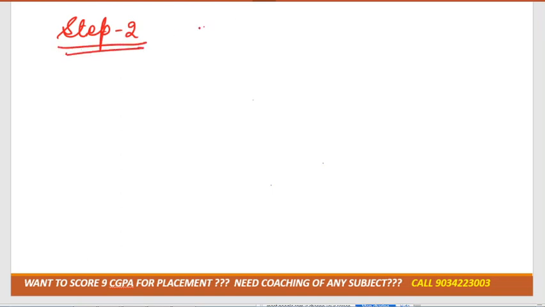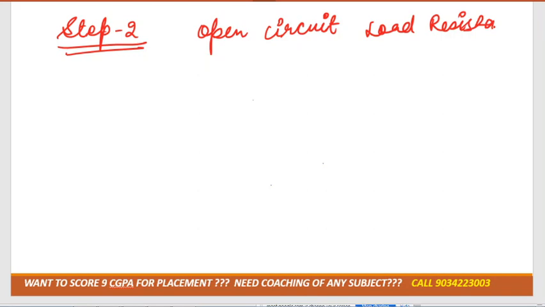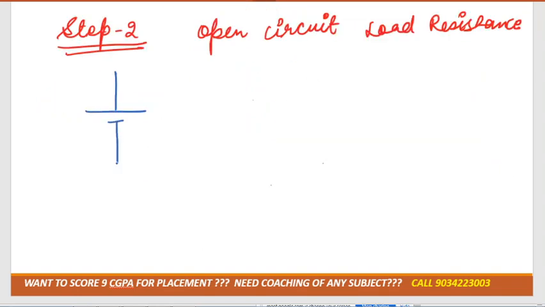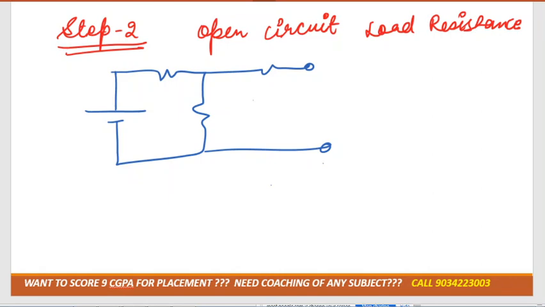Whatever the load resistance is there, we have to open circuit the load resistance. Okay, open circuit load resistance. So draw the same circuit and we have to open circuit it. Open circuit means we have to remove RL. So let's redraw this circuit again. Here it was RL, so we need to open circuit it. Open circuit means we need to remove it.